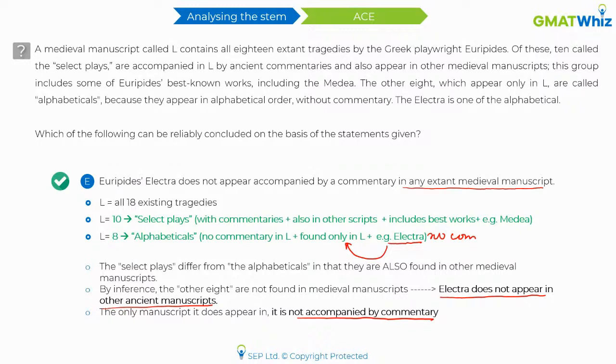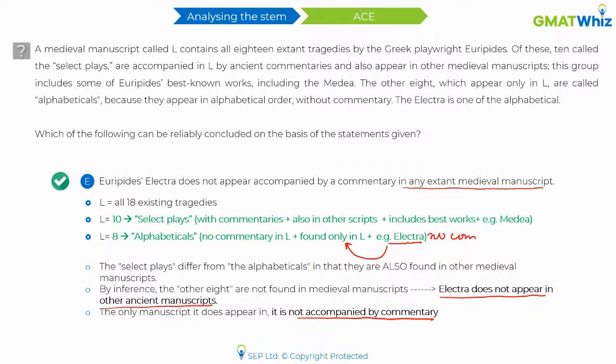I have a question here from Puli. Just give me a moment. Puli says there is still a possibility that Electra can appear in medieval manuscript without commentaries, hence incorrect. So, Puli, if you have marked answer choice E, that means you are giving the explanation for C, right? Yes, Electra cannot appear in medieval manuscripts, Puli.